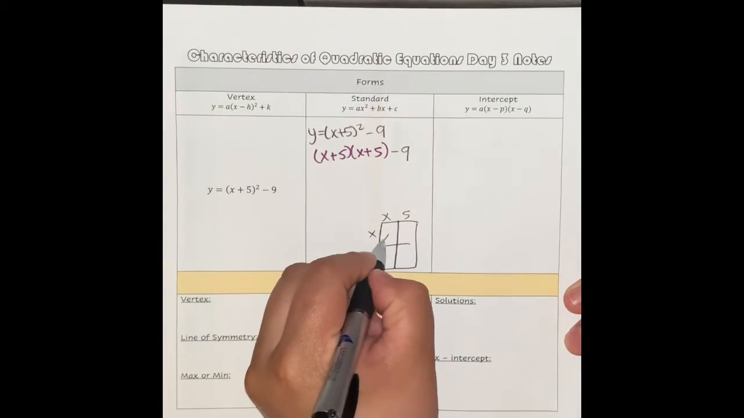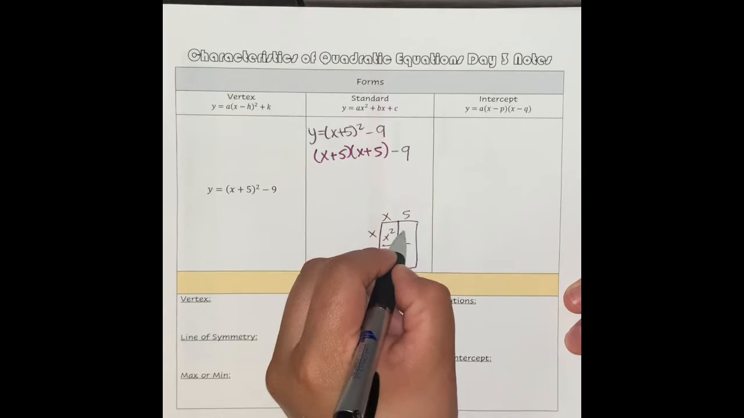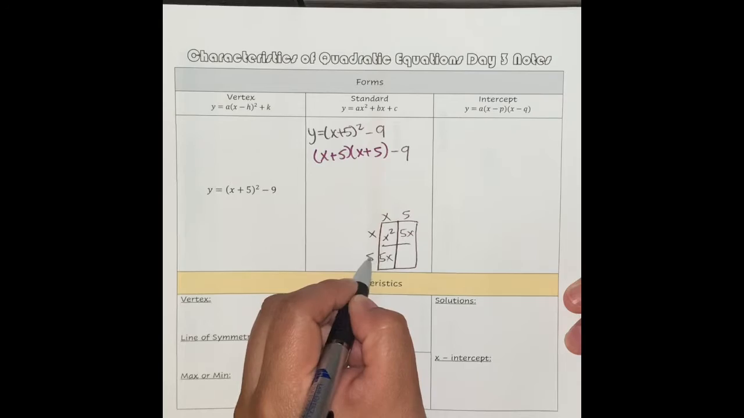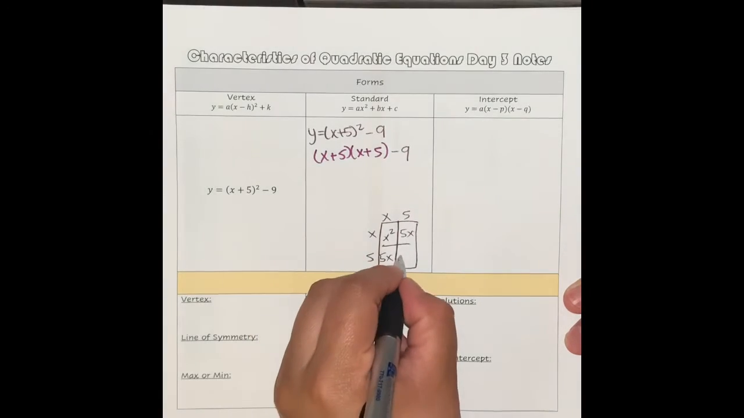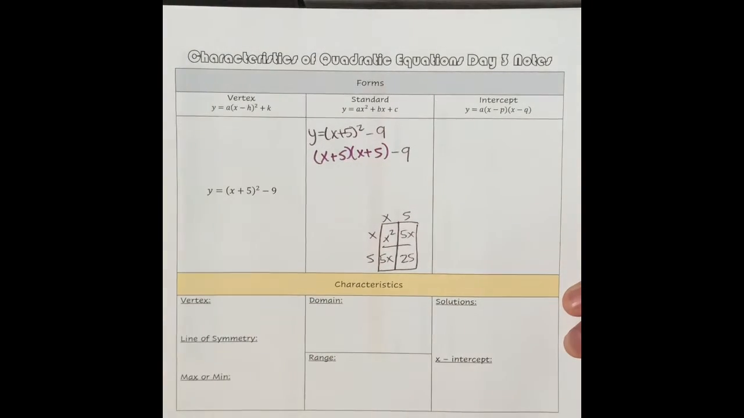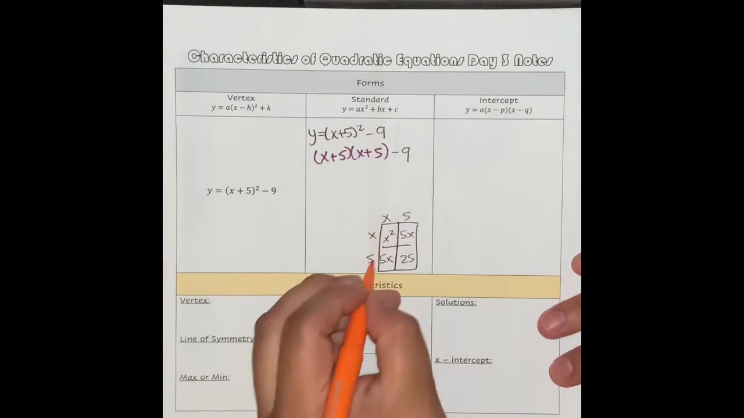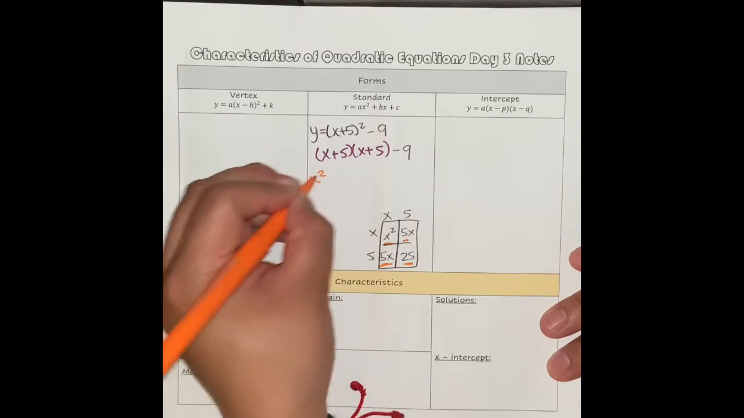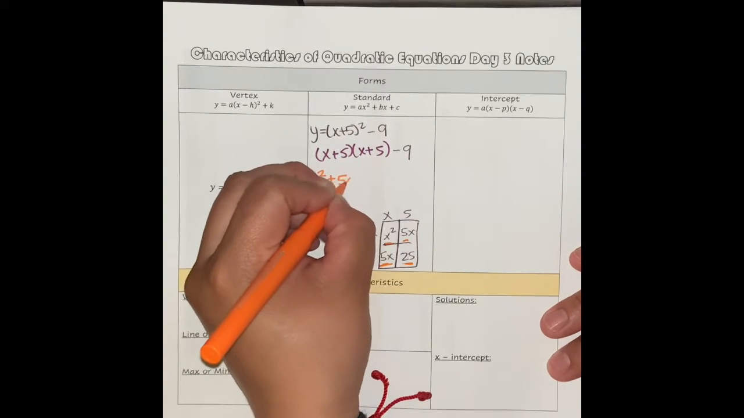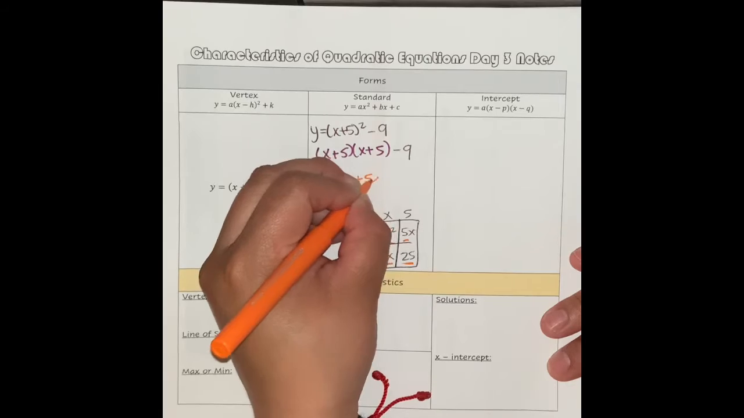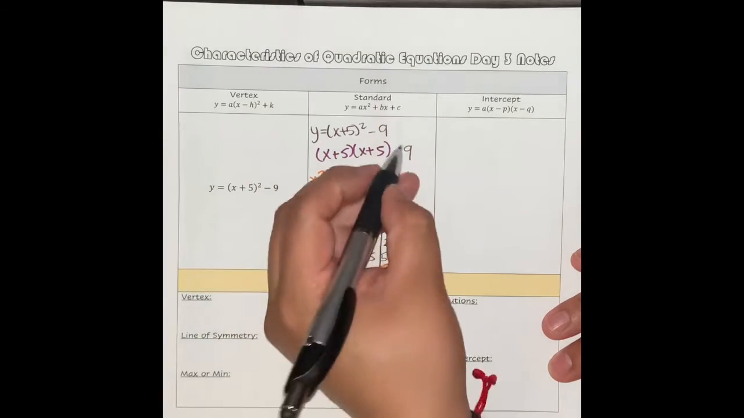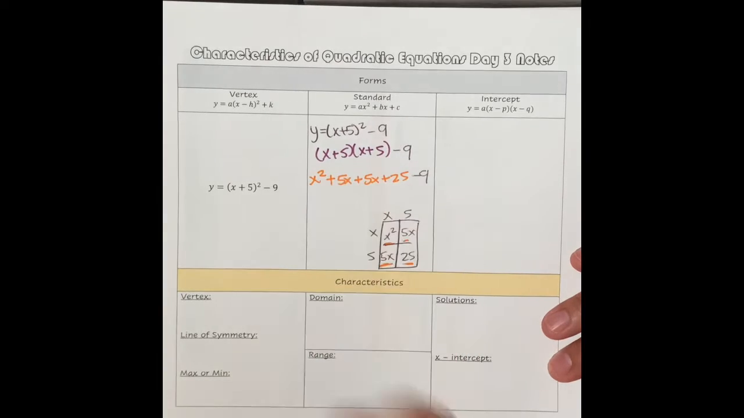X times x is x squared. 5 times x is 5x. 5 times x is 5x. And 5 times 5 is 25. I'm going to write down what I have inside my box. So I have x squared plus 5x plus 5x plus 25. And we can't forget this minus 9.